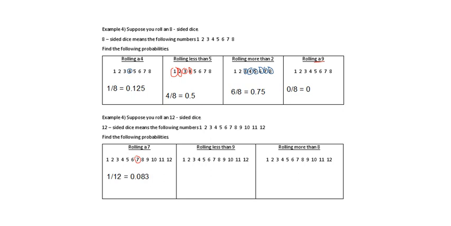Okay, rolling numbers less than 9. That would be 8, 7, 6, 5, 4, 3, 2, 1. That's 8 numbers. So we'll do 8 divide 12, which is equal to 0.667. And then finally, more than 8. That would be 9, 10, 11, and 12. So for that, we're going to do 4 divide 12, which is 0.333. Okay, excellent.